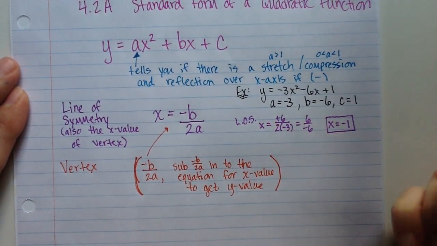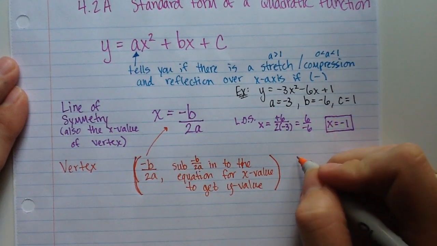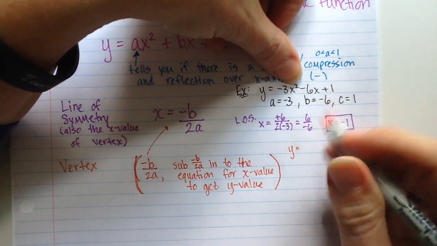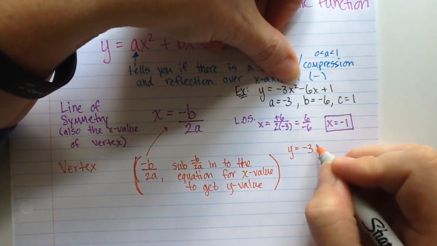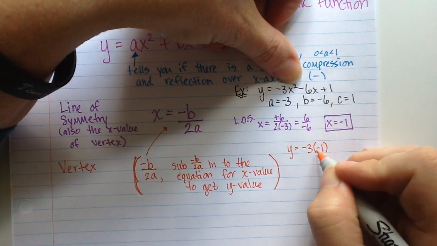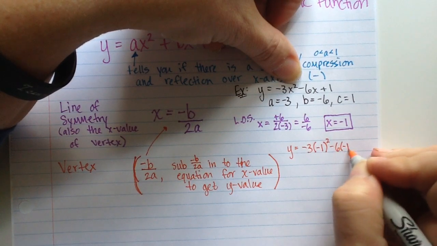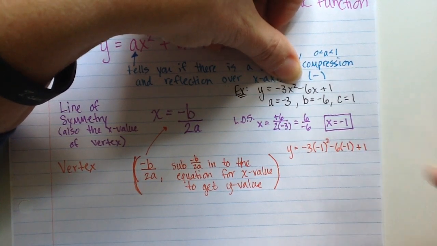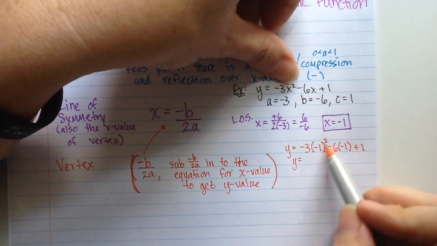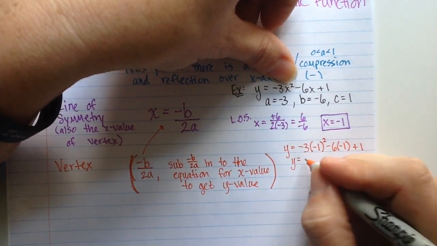So let's do that with our example. So our x value is -1. So what we're going to do is we're going to go y equals, and I'm going to use this equation here, -3. I'm going to replace the x with a parenthesis with -1 in it. So -3 times parenthesis -1 squared minus 6 parenthesis -1 plus 1. Then I'm going to keep working through this. So that's y equals -1 squared would be +1. +1 times -3 is -3.